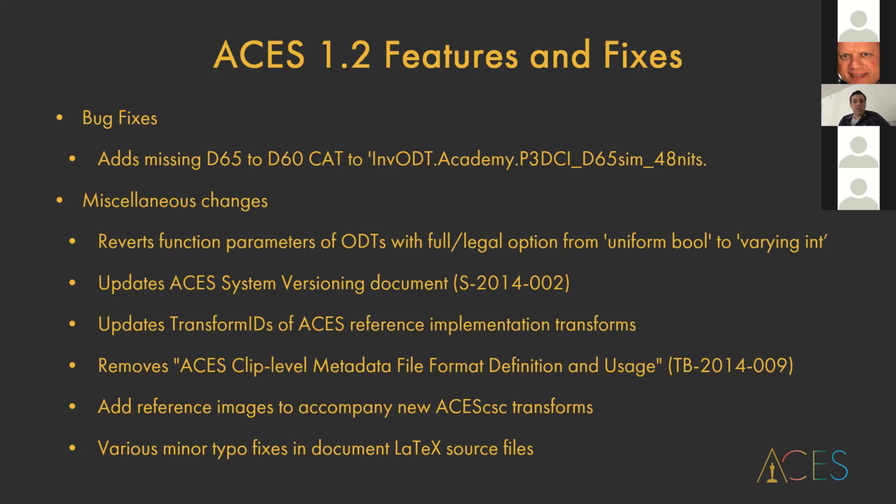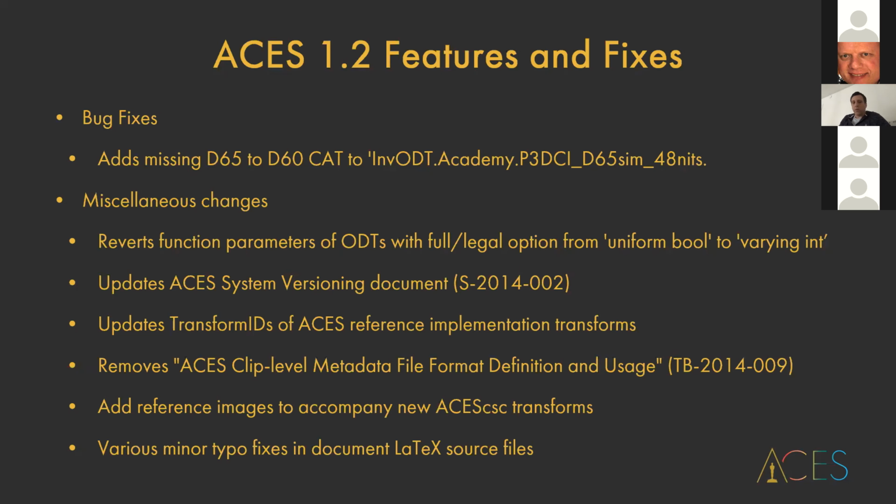The ACES versioning system is basically the document that defines what transform IDs are. We've extended the transform IDs so that we can allow transform IDs for additional user-defined transforms, and the versioning document was updated to reflect that. And then we appropriately updated all the transform IDs within the reference implementation transforms.